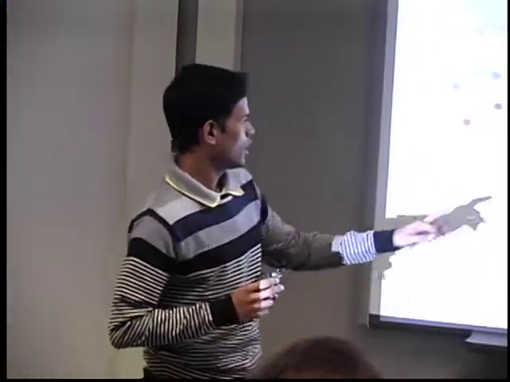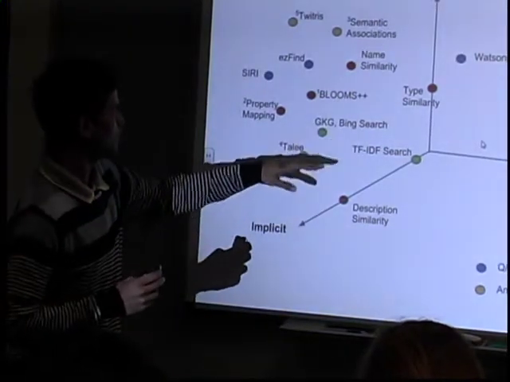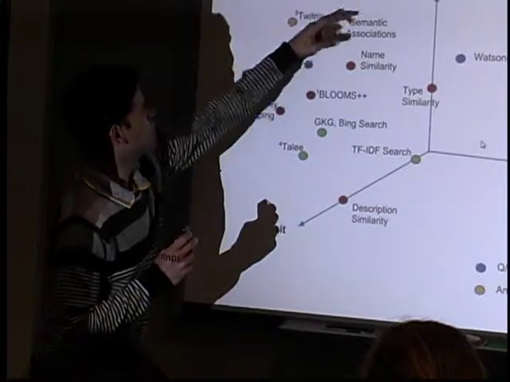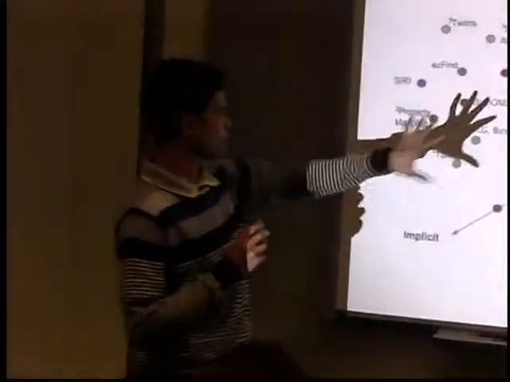And actually I didn't pay much attention to these values. I'm not trying to say here that semantic association does not use formal semantics, it does. I just tried to put those things into place, not values.